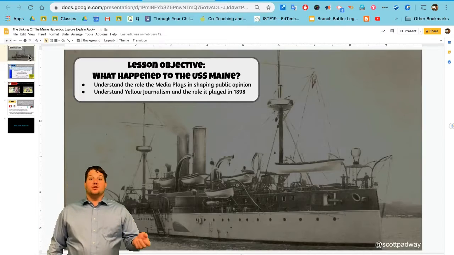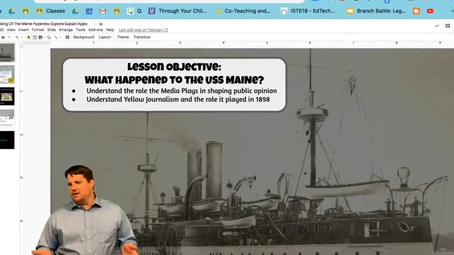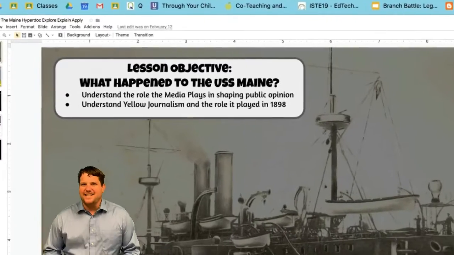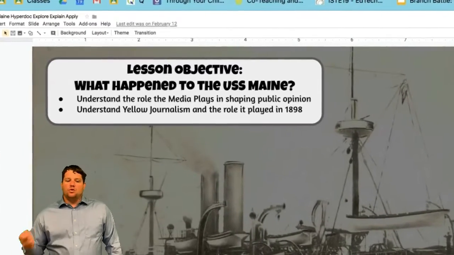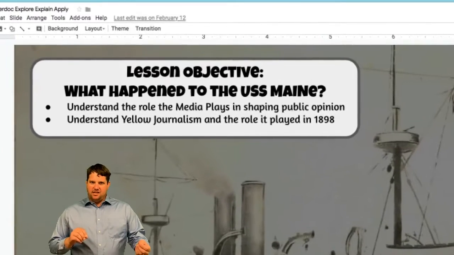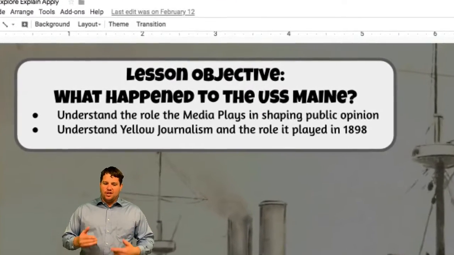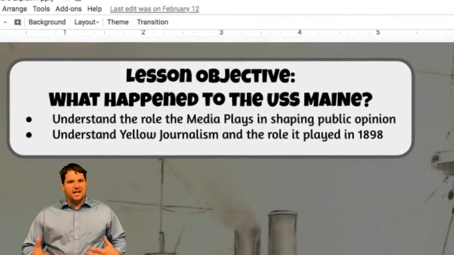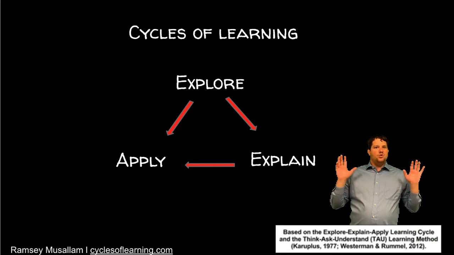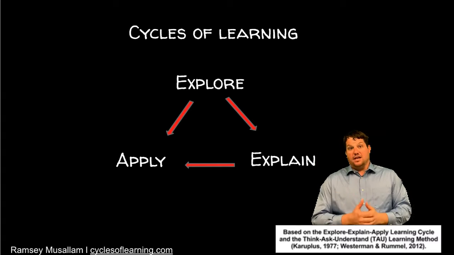So iteration 3 turns into my Hyperdoc lesson. And the first thing I had to do when creating this Hyperdoc is I really had to think about what I'm trying to teach. And what had occurred to me was what I really wanted students to know was the role the media plays in shaping public opinion, and then how yellow journalism played a role in 1898 as the Spanish-American War started. Those kind of 2 pieces. So starting with that is my objective for you at the end of this.